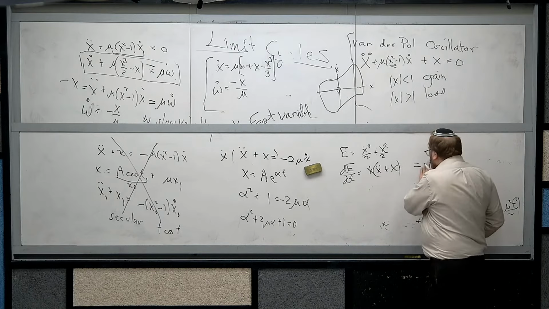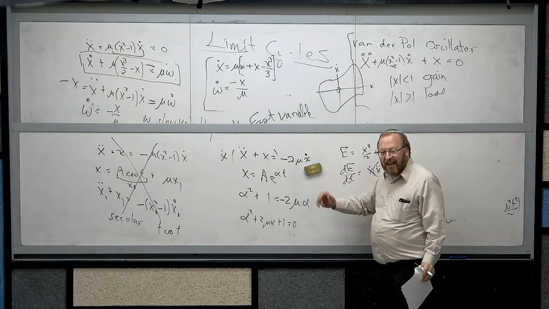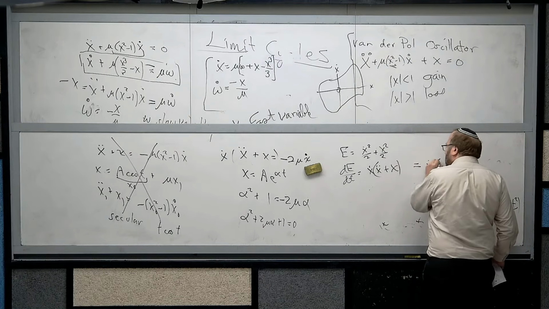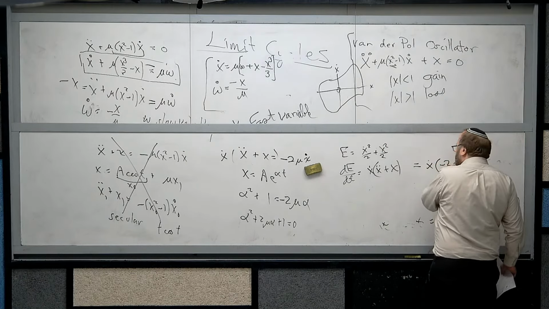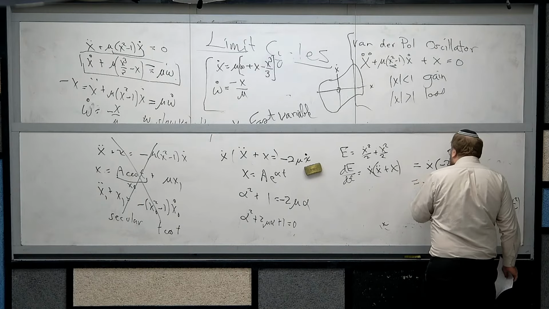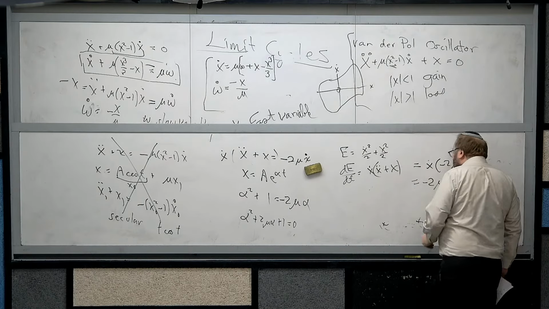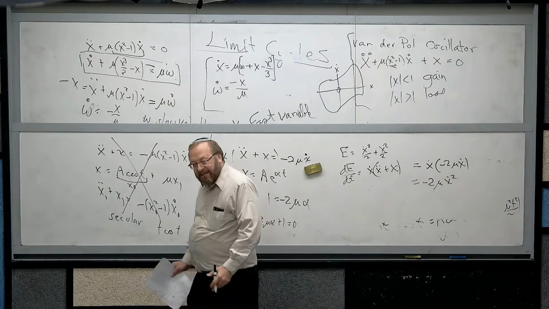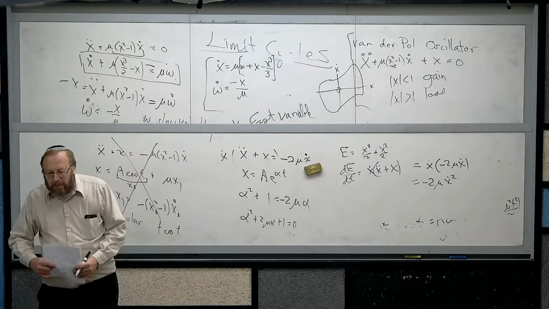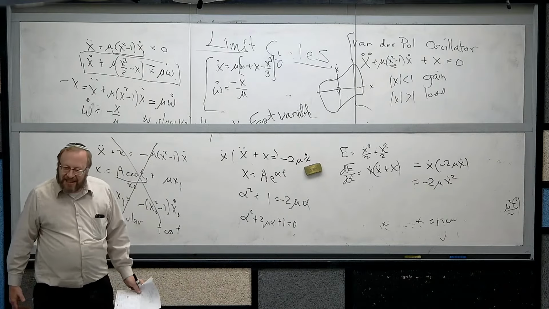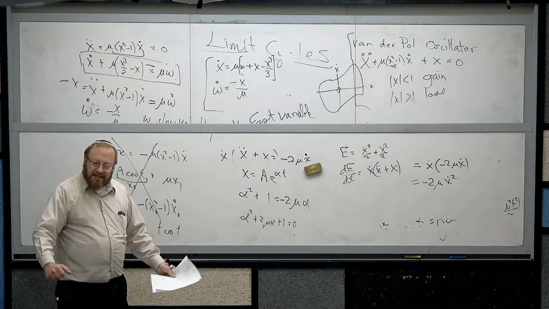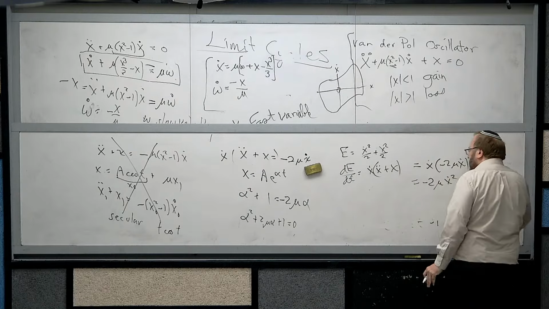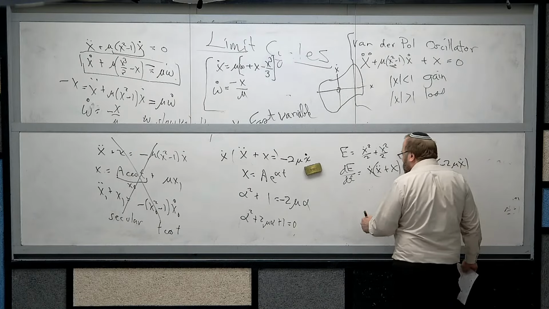But now this is no longer 0, because we have something on the side. X double dot plus x equals minus 2 mu x dot, so this is now x dot times minus 2 mu x dot, which is minus 2 mu x dot squared. And what we see is that the energy is decreasing at a rate proportional to mu. Because that's physics. We put in damping and we get a decaying oscillation. The energy is being sucked out.